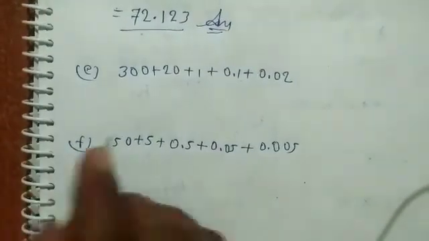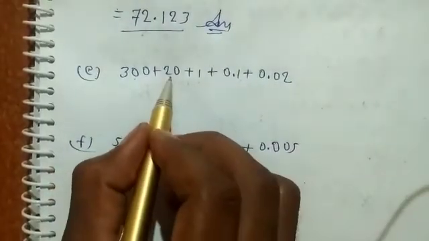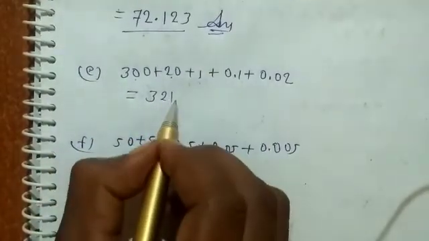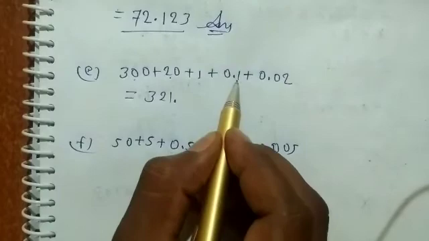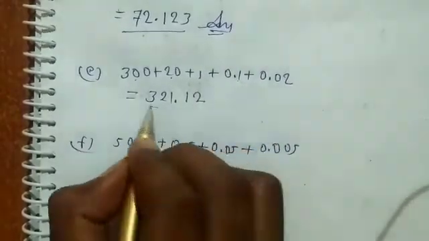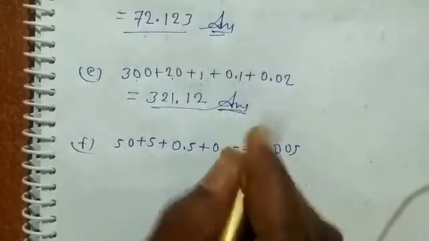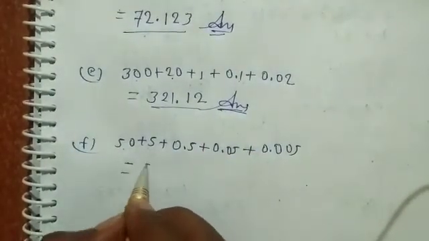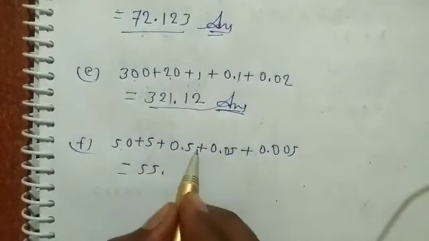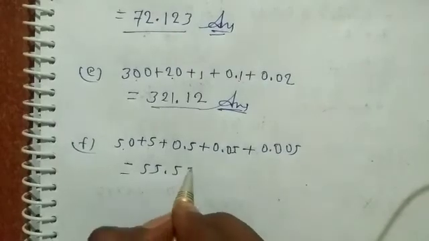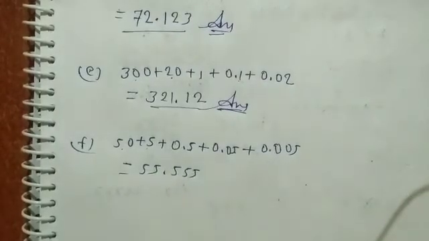Now 320 and 1, so this will be 321 decimal, 0.1, 1/10, 2/100 only, there is no thousandth. This is the answer there. Next, 55 point 5/10, 5/100, 5/1000 means 55.555. Remaining parts you can solve by yourself.